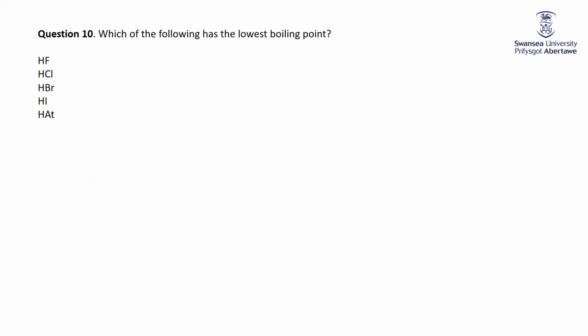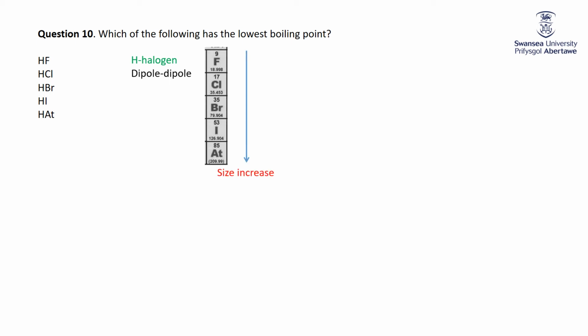Which of the following has the lowest boiling point? Well, these are all hydrogen bonded to halogens, therefore you would immediately say they have dipole-dipole. But when you have a similar dipole-dipole series, well then you still look at the weight, and so the size increases as we go down. So therefore you would expect the boiling point to increase as you go down, because fluorine is so small, then chlorine, bromine, iodine, astatine, really, really big. And that would be true.